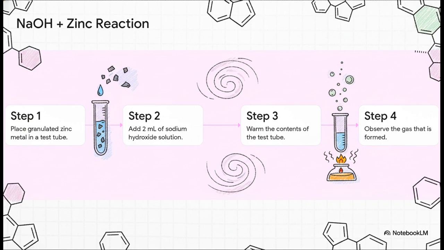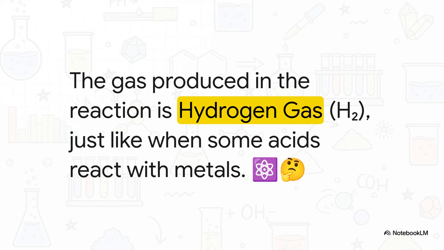After that, you need to gently warm the test tube. As you warm it, what will you observe? You will see that a gas is being formed. And when this gas is tested, we find that it is hydrogen gas. Now, does this sound familiar to you? Think back to when we learned about the reactions of acids. When an acid reacts with a metal, what gas is produced? Yes, it is also hydrogen gas.